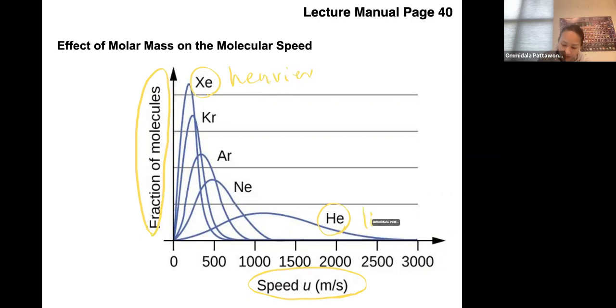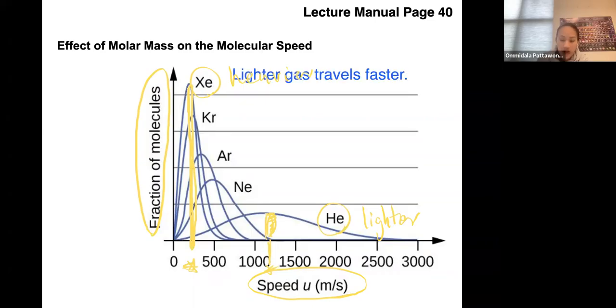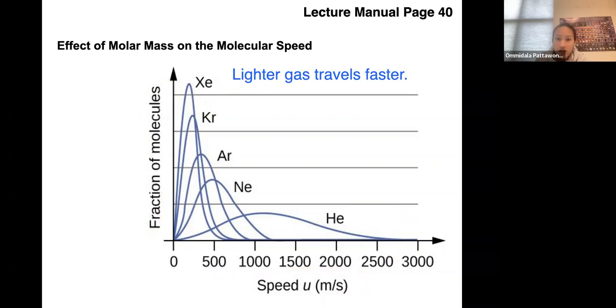Okay, helium is lighter. So in this case, as you see, a heavier gas with higher molar mass is going to travel slower than a lighter gas, which is helium right here, right? So helium's speed is a lot higher, about 1,000 times higher. That's what we see here: a lighter gas travels faster than a heavier one. Same thing if you look at argon and helium: helium still travels faster than argon because helium is lighter.